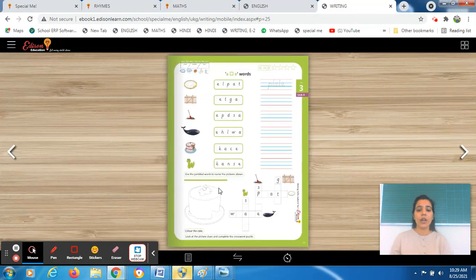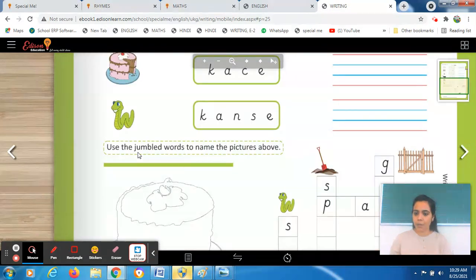Okay, so we will also read the information. Use the jumbled words. These jumbled words, we will use them. What are jumbled words? Which are not in a correct sequence.